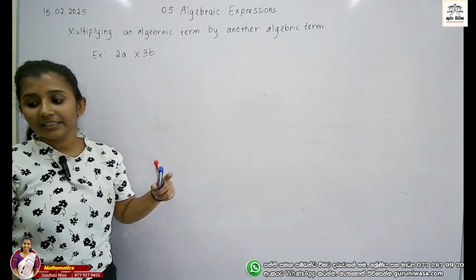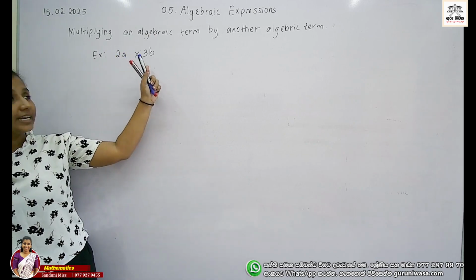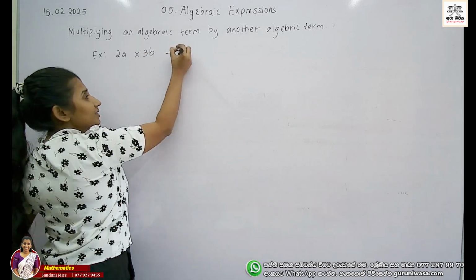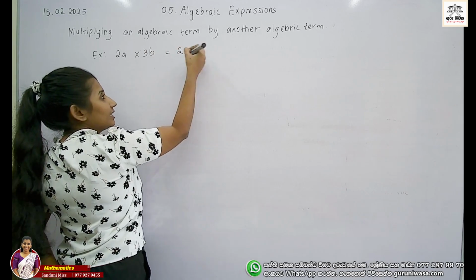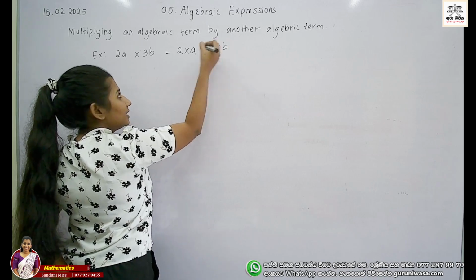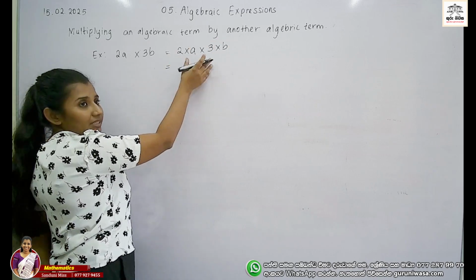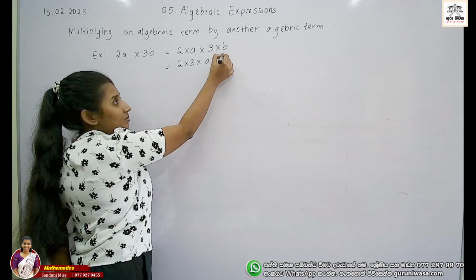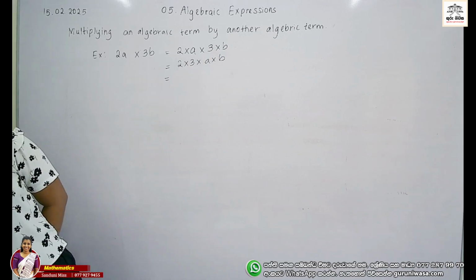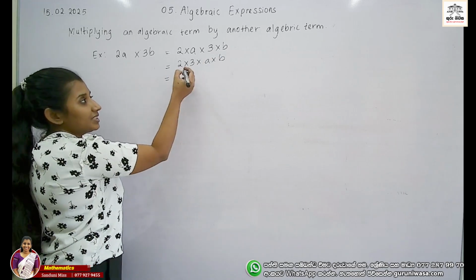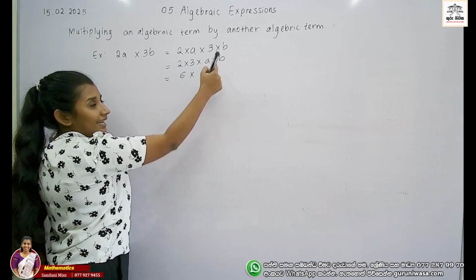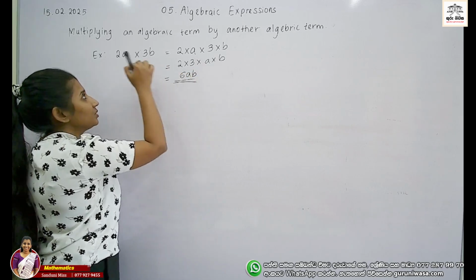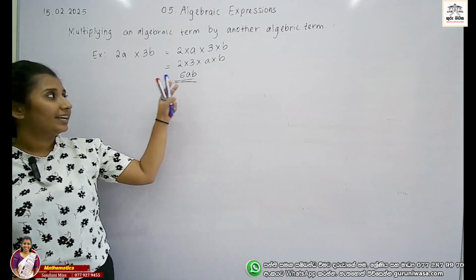Right. Look here. 2a times 3b. 2a times 3b is what? 2a is 2 times a. 3b is 3 times b. I can take the numerical parts together. 2 times 3 times a times b. 2 times 3 is 6, times ab, 6ab. So 2a times 3b is 6ab.